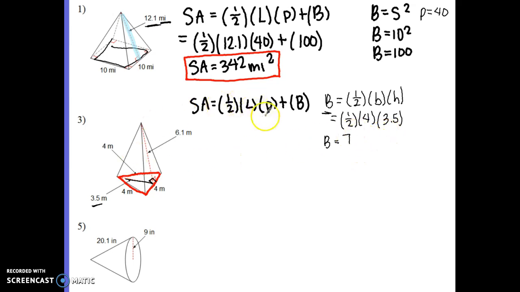And then we need to look for our perimeter. Again, that is of the base. I'm going to add up all my sides. So 4, 4, 4. My perimeter is 12. Let's go ahead and plug those in. So that'd be 1/2 times the slant height, that is the height along the side. So that's 6.1. My perimeter is 12. And the area of my base is 7.